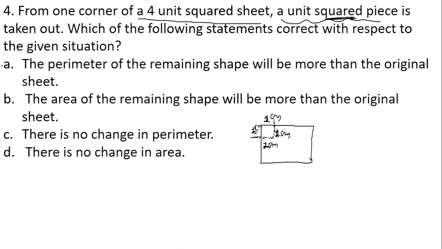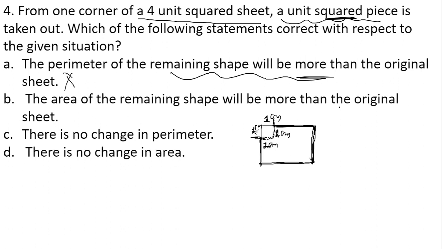Which of the following will be the correct answer for the given question? Option A: the perimeter of the remaining shape will be more than the original sheet. Is the perimeter going to remain the same, or change, or be more? Let us focus on that. The perimeter of the remaining shape will be more is the first option. Will it be more? No. Perimeter means outer boundaries. If we are removing this particular part, the boundary is not going to increase. Actually, we are removing the part. So this option is eliminated.